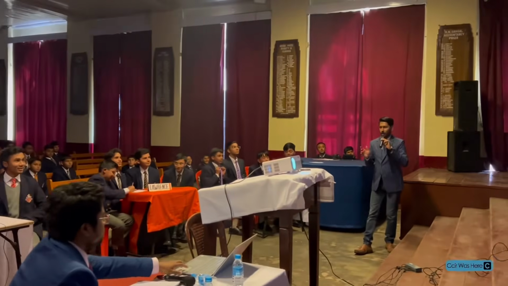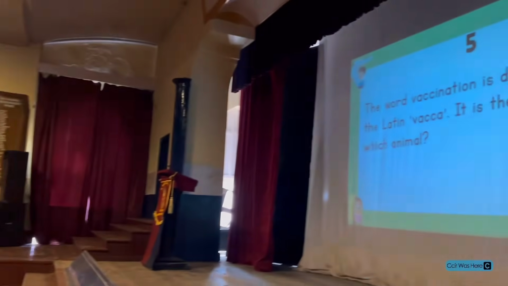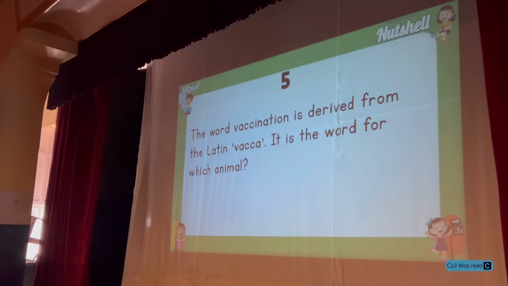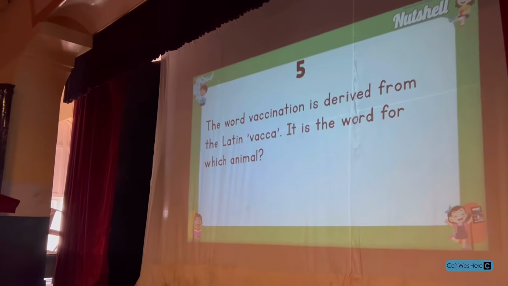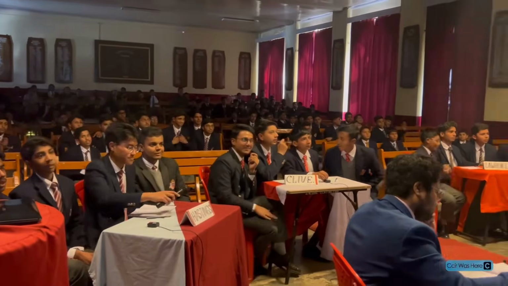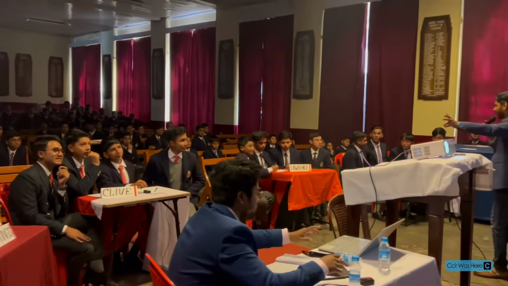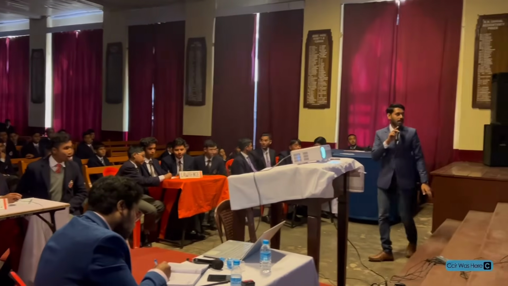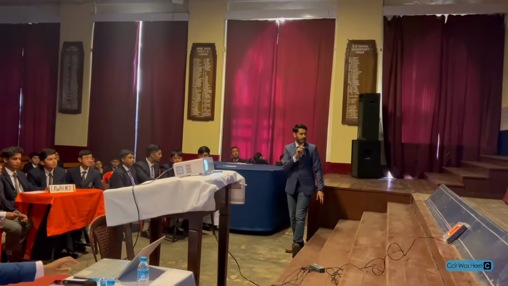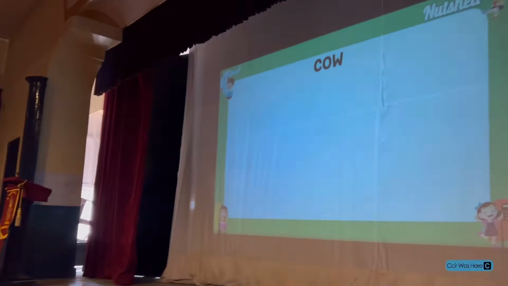Fifth question on the screen. The word vaccination is derived from the Latin word vacca. Which animal? Hastings. Cow. Cow, brilliant. So vacca means cow in Latin. That's a plus 10 to Hastings. Another very good answer. Sixth question on the screen.